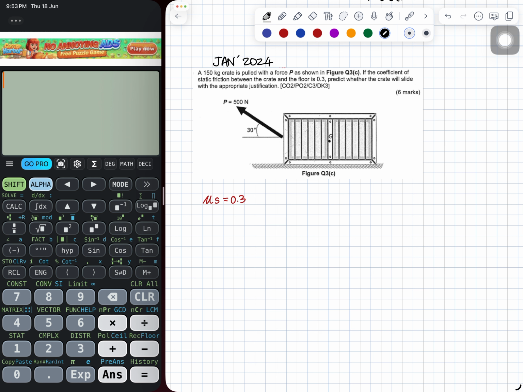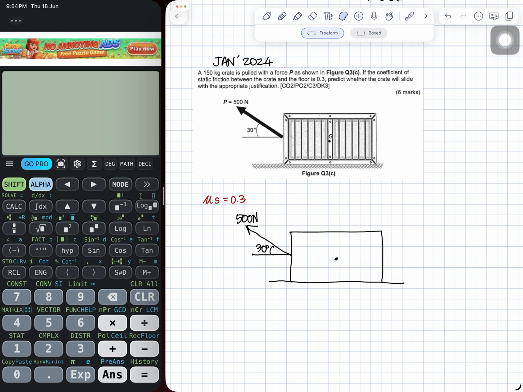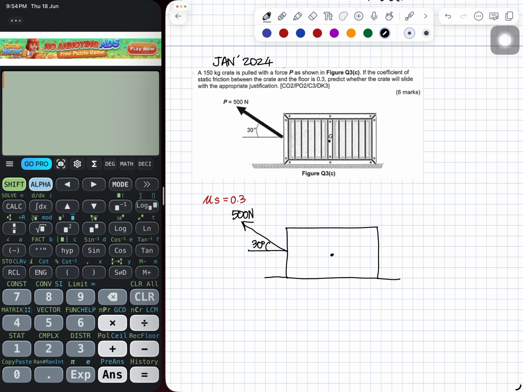Okay, so first thing first, of course, we need to draw the FBD. So this is the surface with pull force P equals 500 Newton with an angle of 30 degrees. Whatever it is, you must redraw the FBD, I mean, draw it in your answer booklet. Okay, do not draw your FBD at the question.